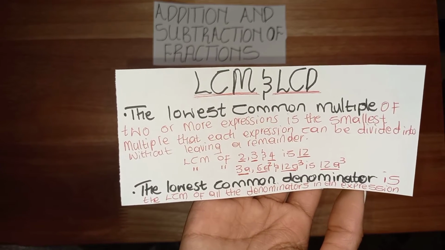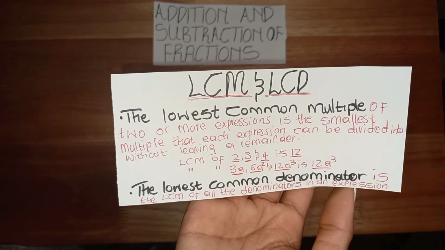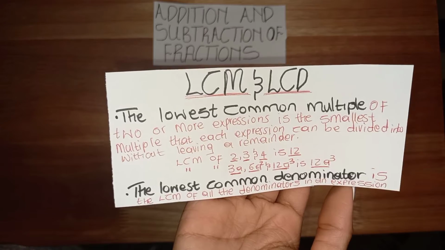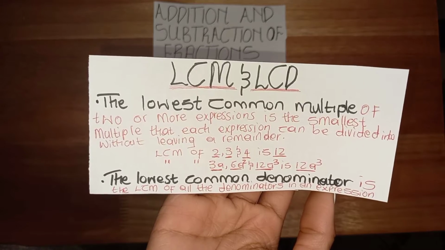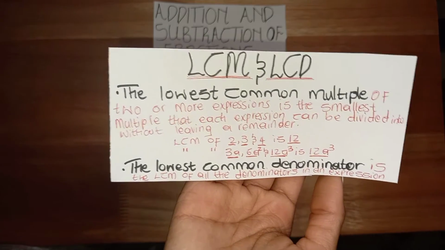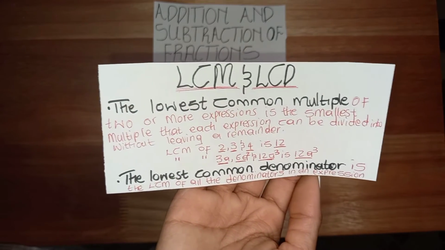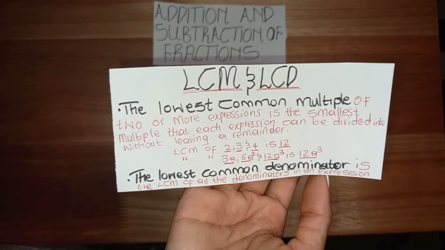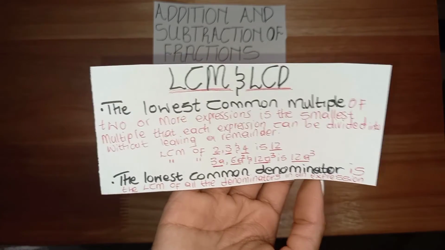So when you're looking for the lowest common multiple of 3a, 6a squared, and 12a cubed, it will be 12a cubed. The lowest common multiple of variables, as I've said in past videos, will be the one with the highest exponent. So let's move on to the lowest common denominator. The lowest common denominator is the LCM of all the denominators in an expression. Here we use the term denominator because we are dealing with a fraction.